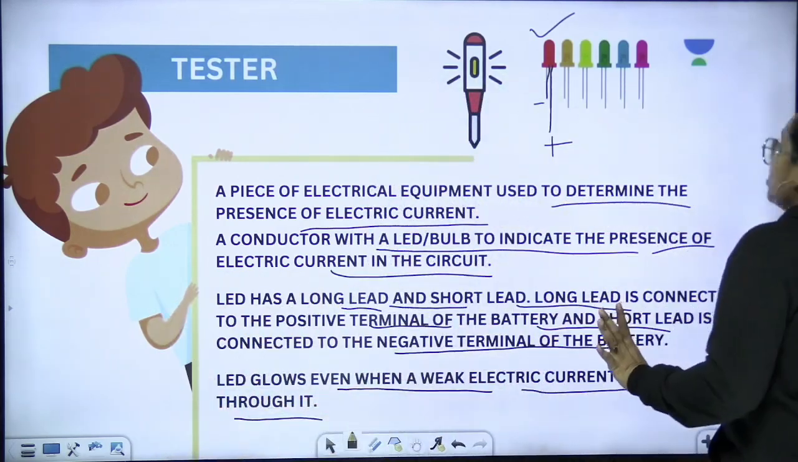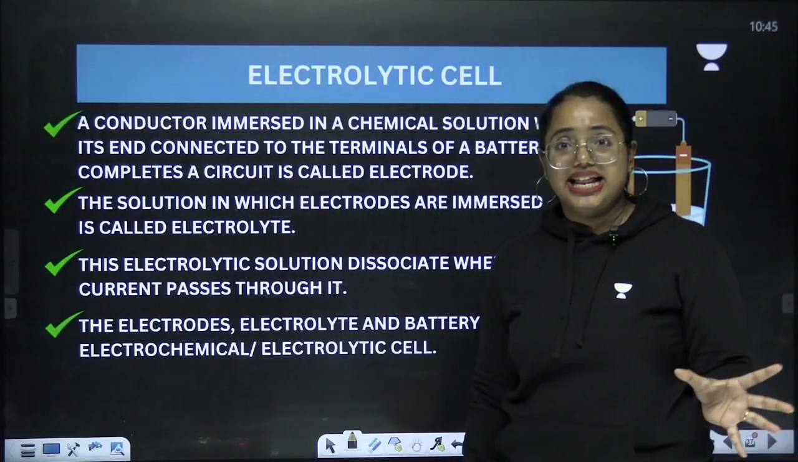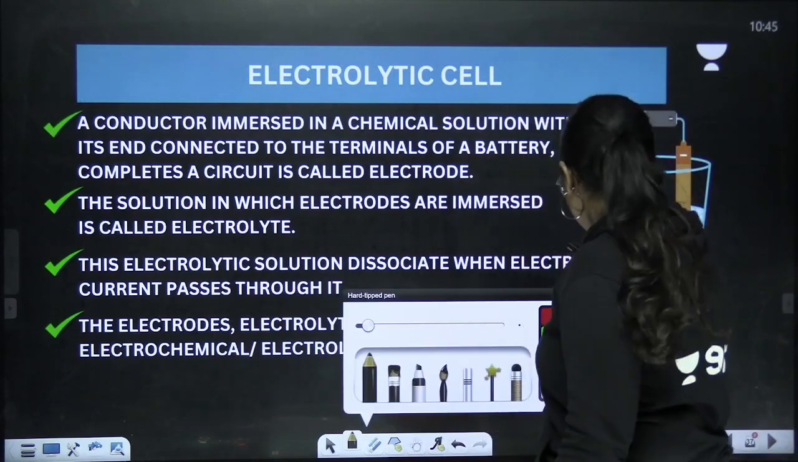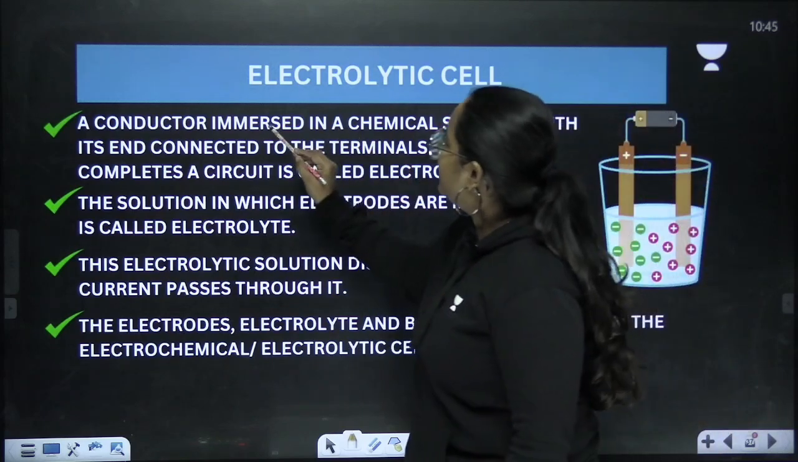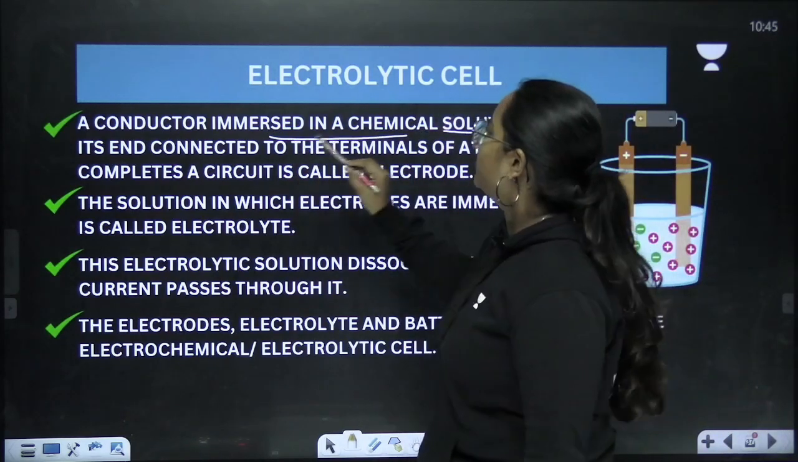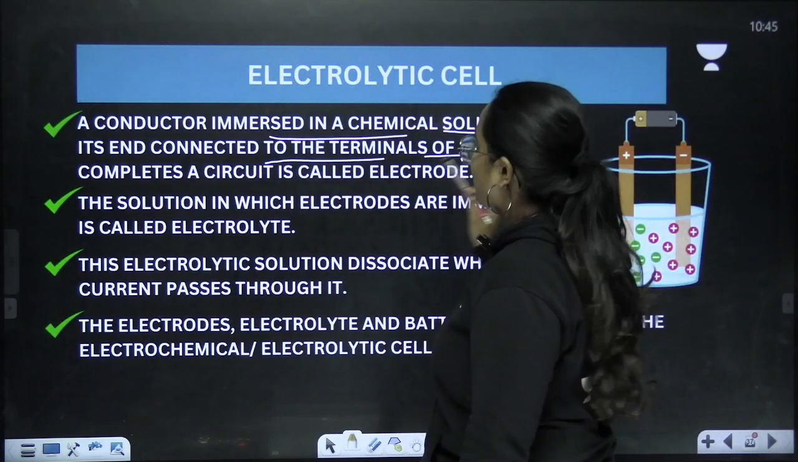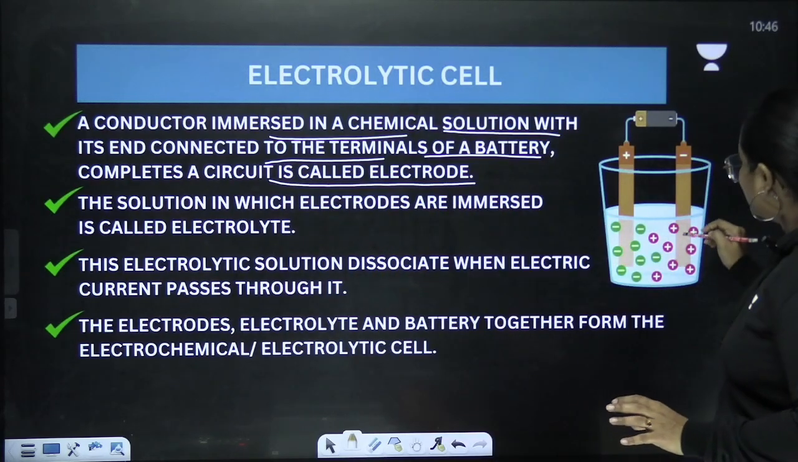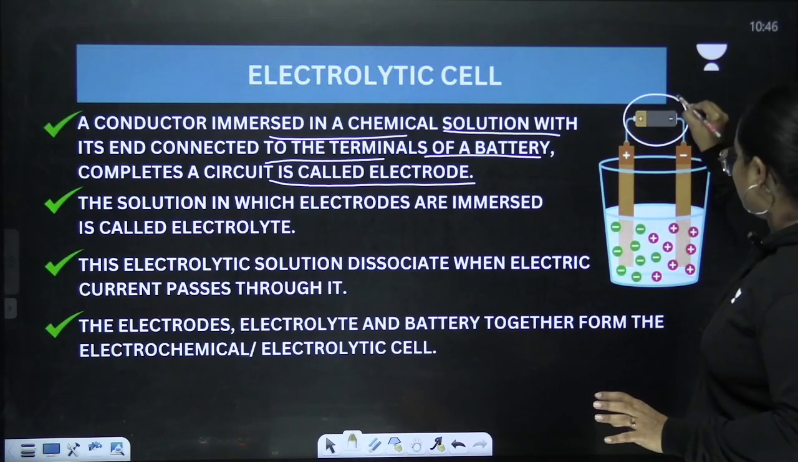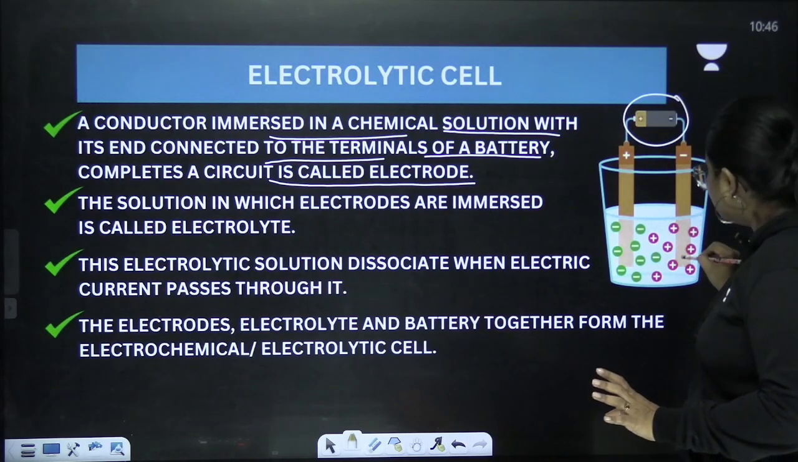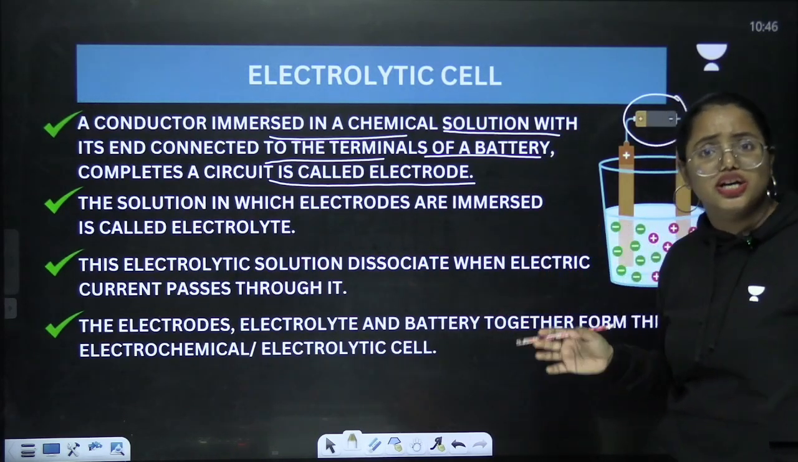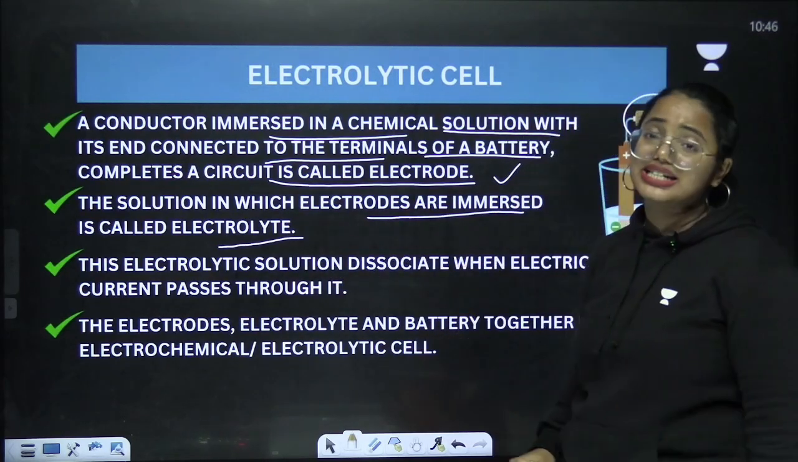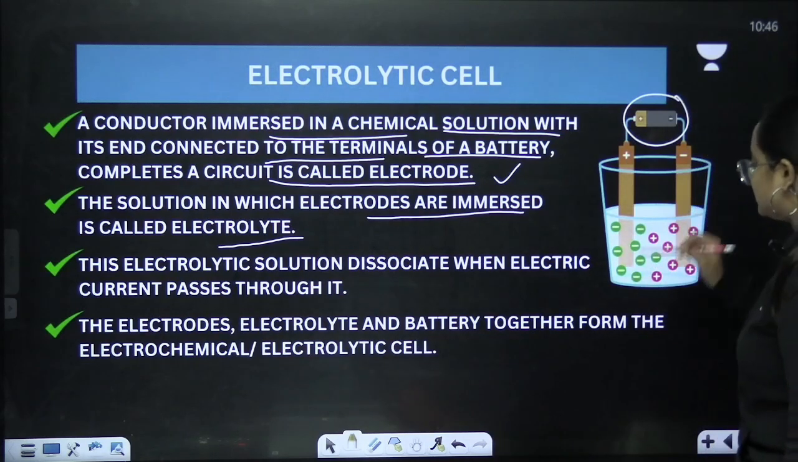And now we are going to learn about the electrolytic cell. So what is meant by that? Look at this. Let me change the color once. A conductor immersed in a chemical solution with its ends connected to the terminals of a battery completes a circuit. Each conductor is called an electrode. Two metallic pieces connected to a battery and immersed in a conducting solution. Clear? So the solution in which electrodes are immersed is called the electrolyte. See, this is the electrolyte.